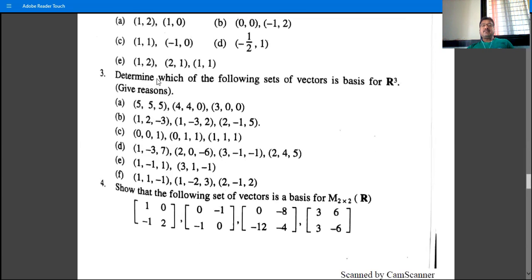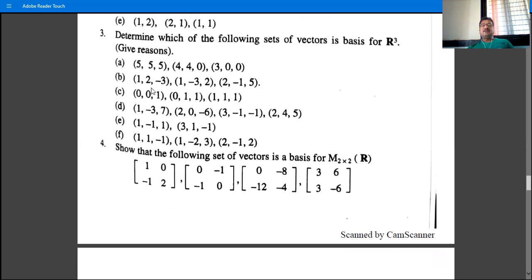Okay, determine which of the sets is a basis of R3. The first one contains three vectors. So we have to check whether these three vectors are linearly dependent or independent. We have to apply the procedure for these three examples. That is, we have to determine the values of k1, k2, k3. Suppose k1, k2, k3 are all equal to 0. Then we say the set is linearly independent, and then the set becomes a basis for R3. Okay, so we have to solve the first three examples.